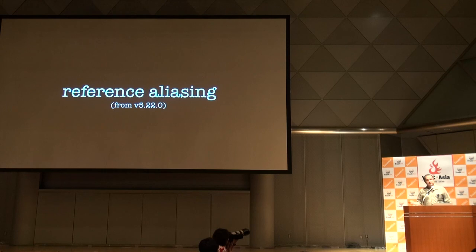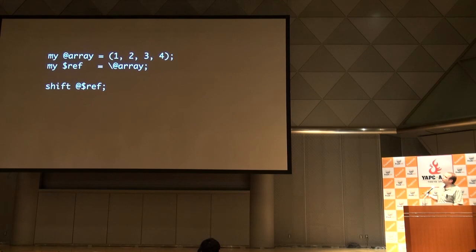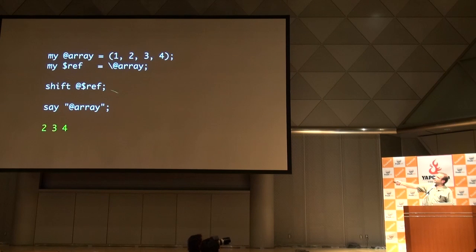New experimental feature from this year is reference aliasing. So we've got a variable, and we take a reference to it. And if we act on the reference, now look, we had to dereference this with that at sign. We act on the reference and look at the original, the array, we've affected the array. That's how references work. But I really don't like double sigils. It makes me feel too much like I'm writing Perl 6.